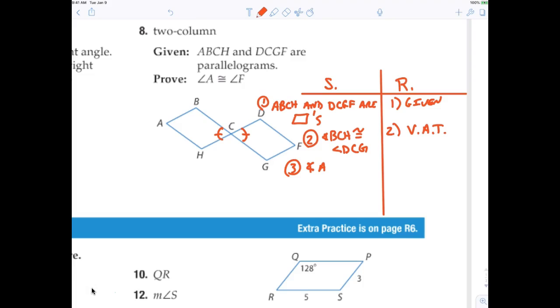Angle A is congruent to angle C, and angle C is congruent to angle F. And I would just say opposite angles of a parallelogram are congruent. Is everybody okay with that? Now, I shouldn't say angle C here, guys. That's my mistake. We should call it what? Yeah, BCH. Everybody see that?